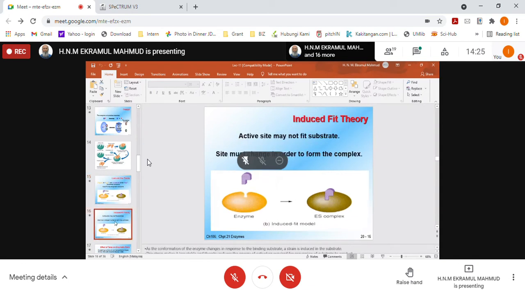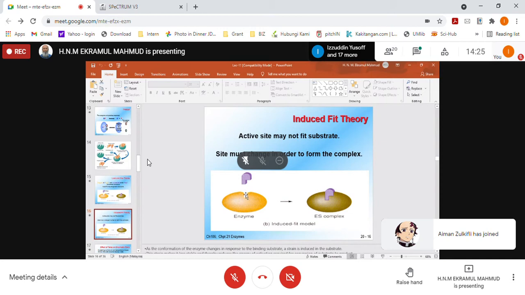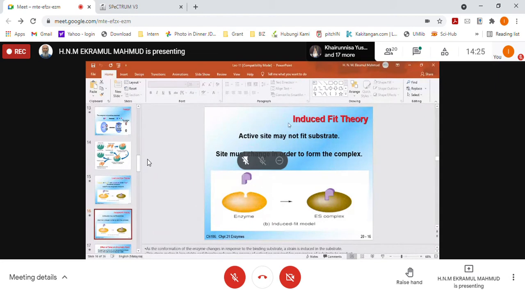All right. So the active site may not fit the substrate. If it is so, this is called induced fit theory, whereby the site must change in order to form the complex. Sometimes if it doesn't fit, that means we need to work with it so that it fits. So in that case we call it induced fit theory, whereby we do some mechanism so that it fits, if it doesn't fit automatically.